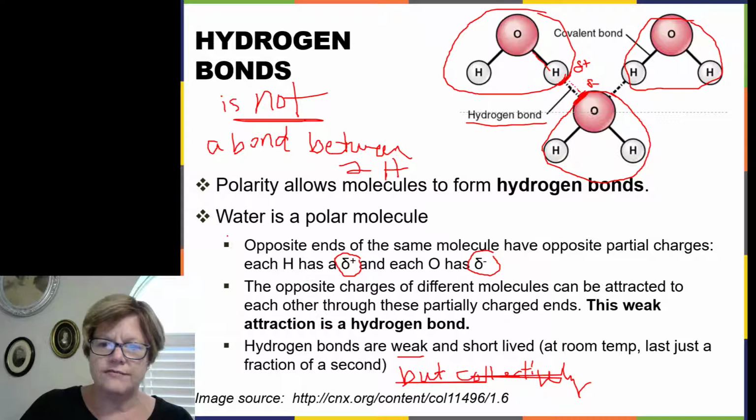So when you have, oh, I lost my mouse. Where'd I go? Collectively strong. That's what I'm trying to write. All right.